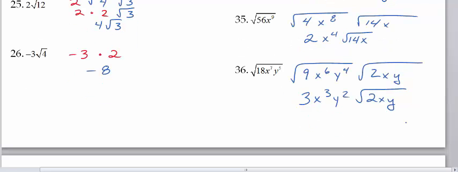I hope these sample problems have been a good example for you to kind of walk your way through a review of simplifying radicals.